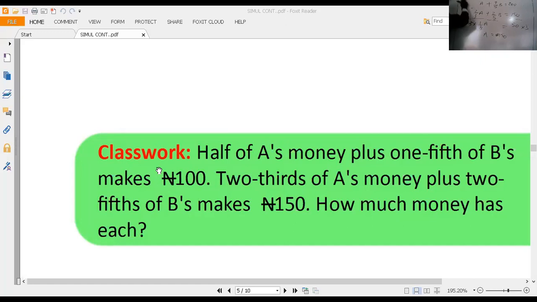All right. So let's move to today's topic, which has to do with quadratic equation and linear equation: how to get the solution to a quadratic equation as well as a linear equation simultaneously. Let me quickly share the question for you to view.